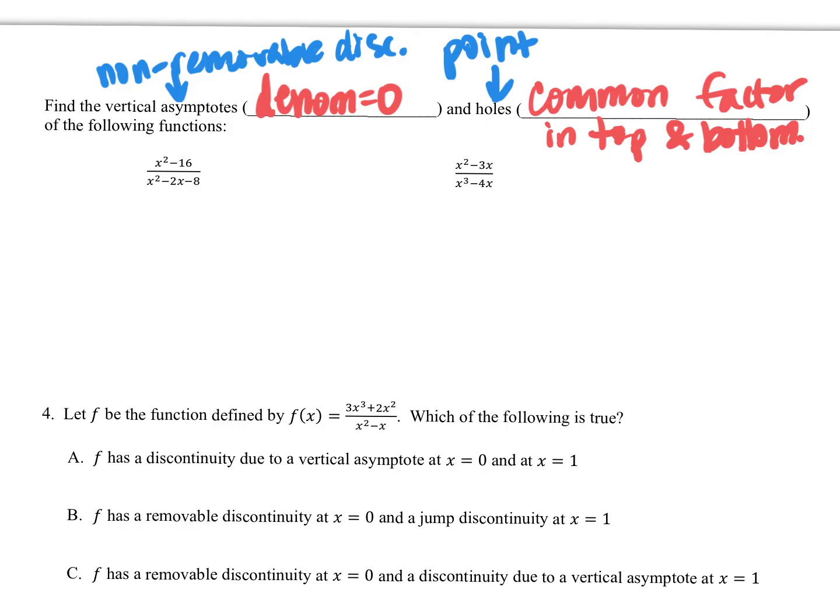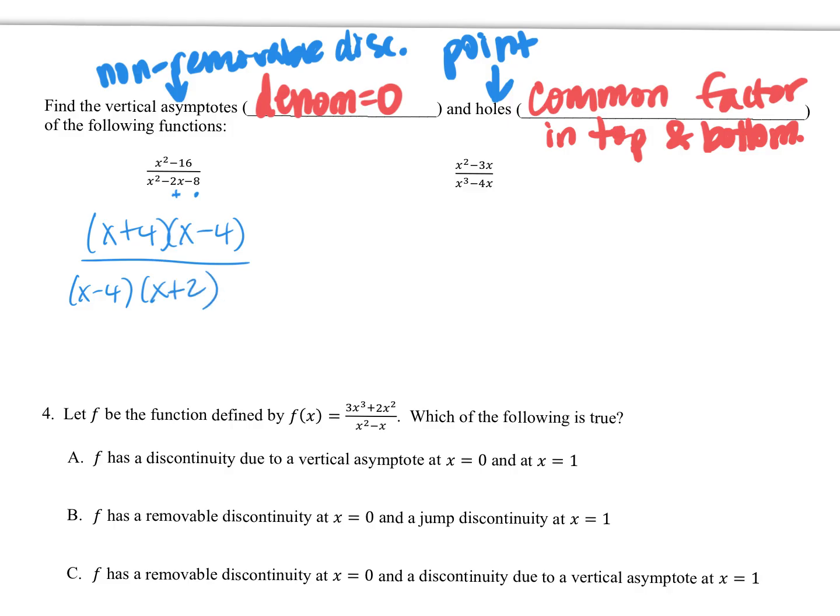x plus 4 and x minus 4. We're good on that. What about the bottom? What does that factor to be? What multiplies to be negative 8 and adds to be negative 2? x minus 4, x plus 2.